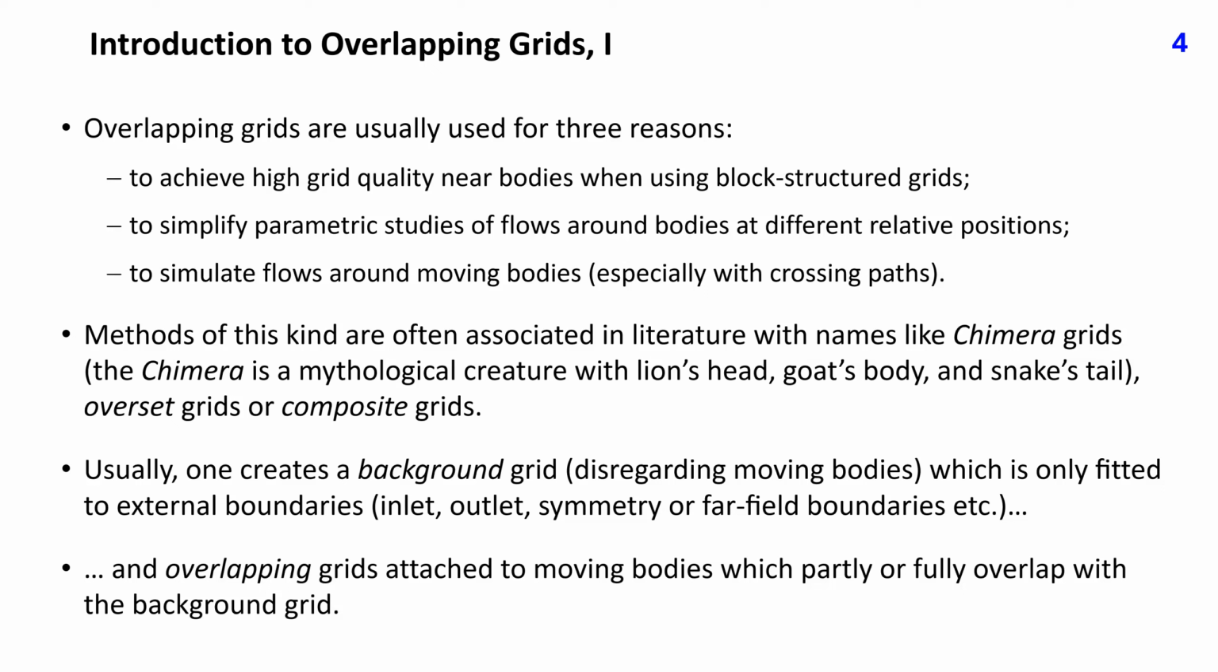Methods of this kind are often associated in literature with names like chimera grids. The chimera is a mythological creature with a lion's head, goat's body, and snake's tail. Offset grids or composite grids.